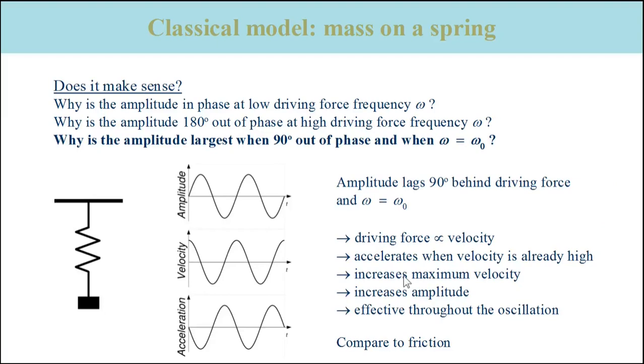The final question is, why is the amplitude largest when it is 90 degrees out of phase with the driving force and when omega equals omega 0? The 90 degrees out of phase amplitude lags behind the driving force. Thus, the driving force is in phase with the velocity of the mass. It generates the strongest acceleration when the velocity is highest. The maximum velocity increases and therefore also the amplitude of the oscillation.